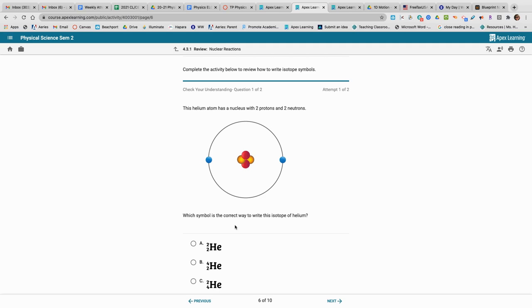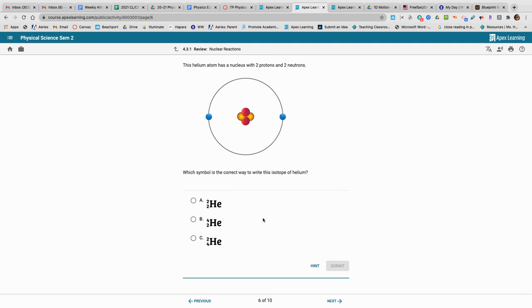Which symbol is the correct way to write this isotope of helium? The bottom number is the atomic number. It's the number of protons. It's the thing that identifies the element. And the top number is the mass number. So from that, you should be able to choose the correct answer there.